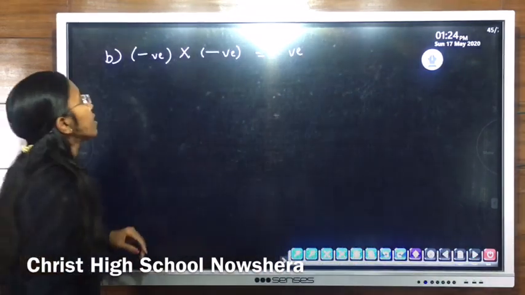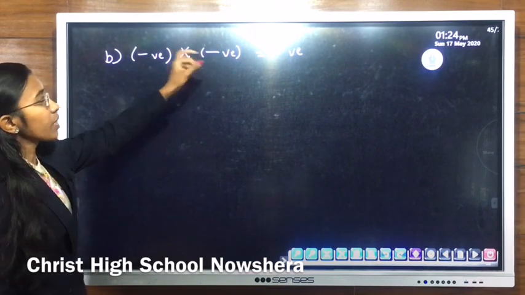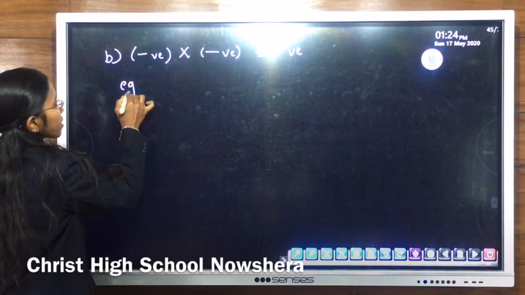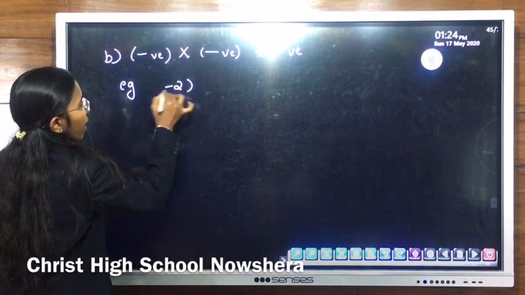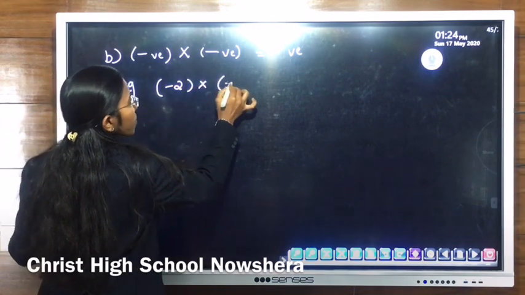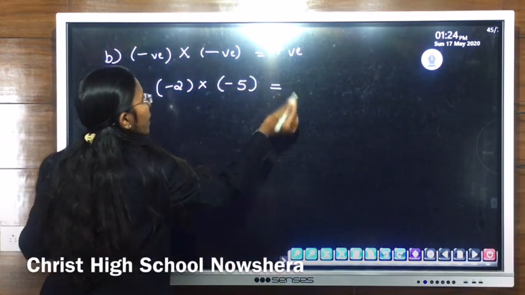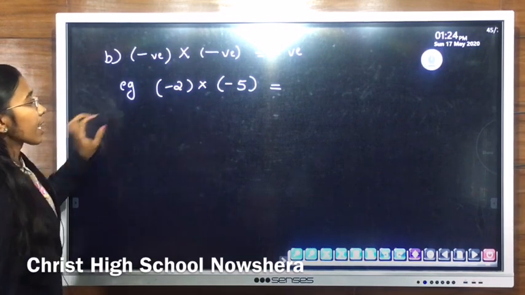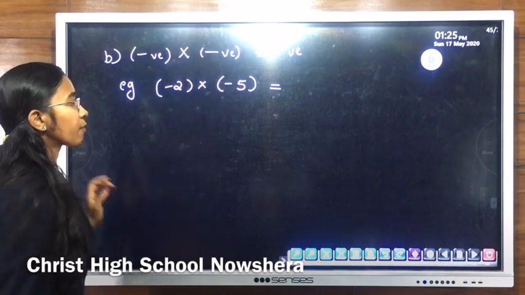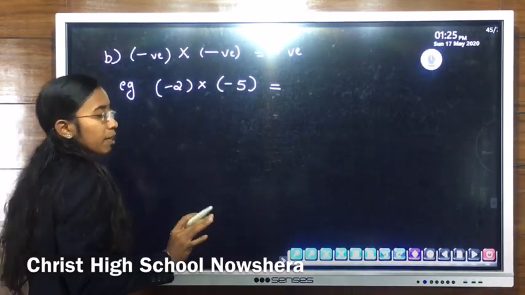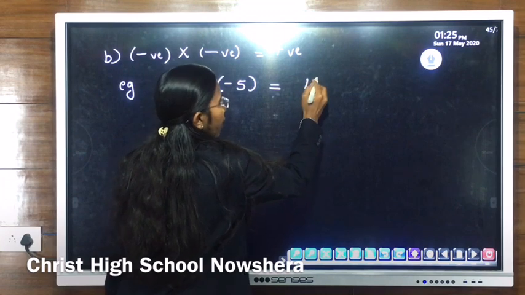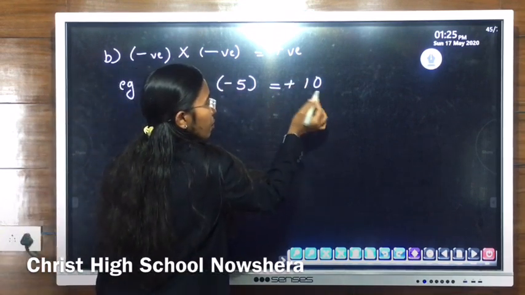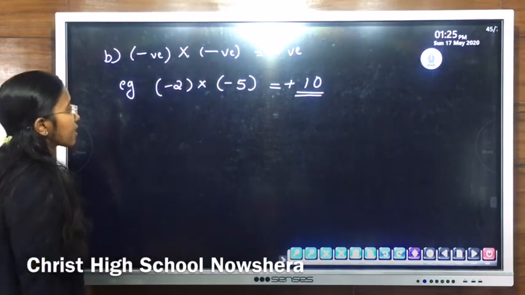Our second case. Negative integer into negative integer is equal to positive. Some examples. Minus 2 into minus 5. Here both numbers are negative integers only. First we are multiplying the numbers only. What is 2 into 5? 2 into 5 is 10, and both are negative, so our sign is always positive. So the answer is plus 10.